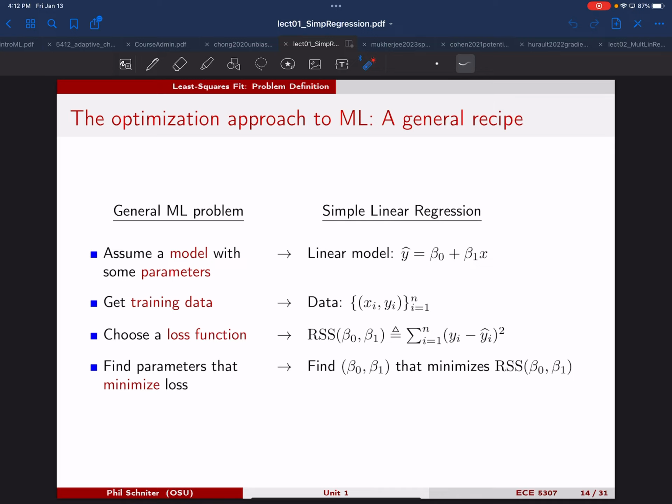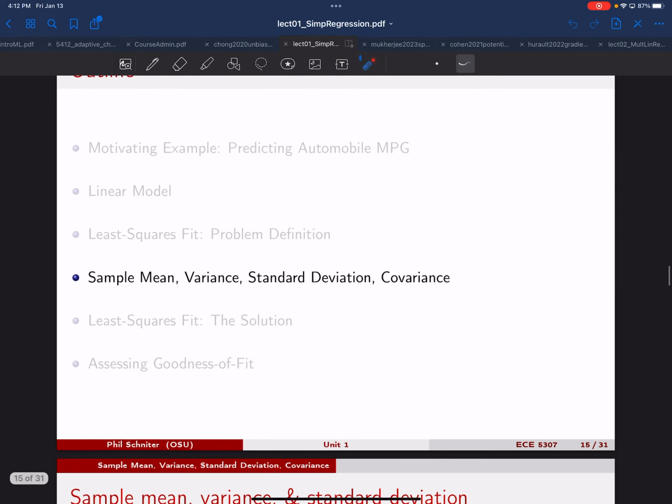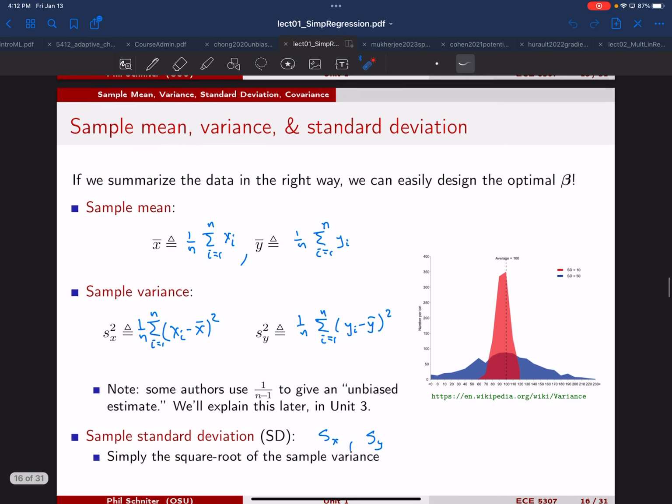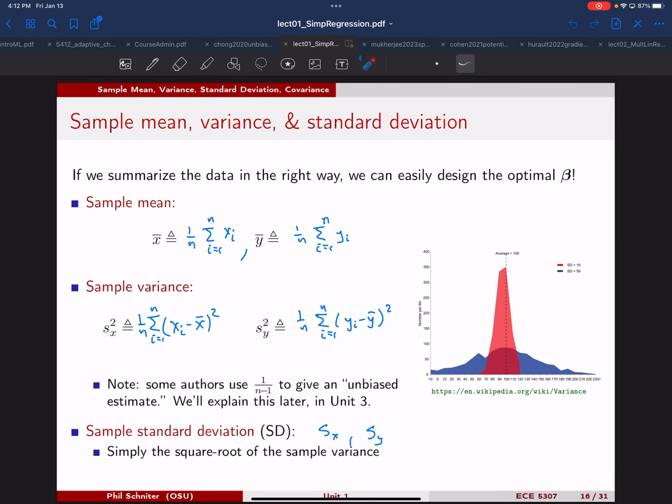And so as a first step towards that, we started talking about some classical statistics, because what we'll see today is that if we compute these various statistics for our data set, then the optimal beta 0 and beta 1 are just some very simple functions of those statistics. So that's what we're going to do today.